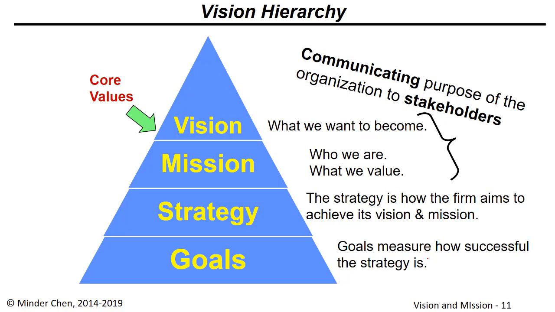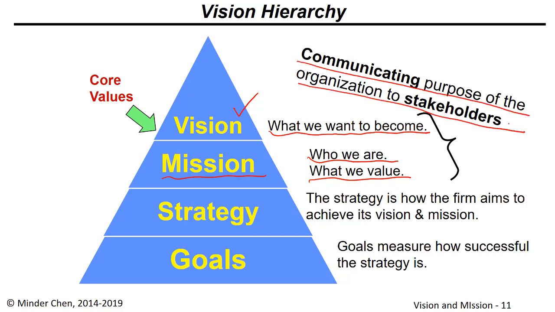So to put it all together, I call this vision hierarchy because I put vision on the top, which defines what we want to become, followed by mission, which answers the question who we are and what we value. And the vision and mission statement help us to communicate the purpose of the organization to stakeholders.